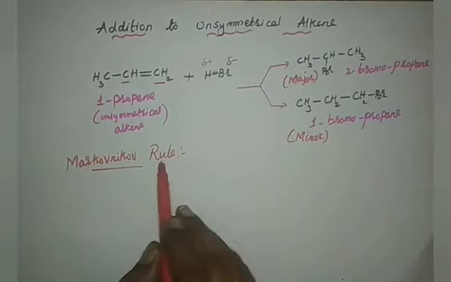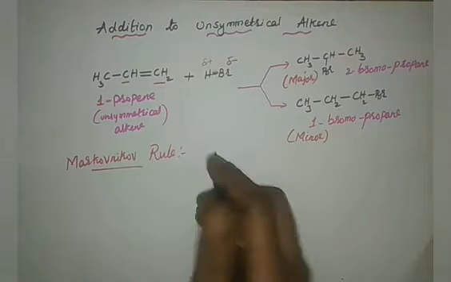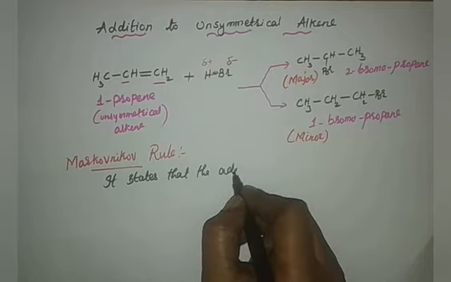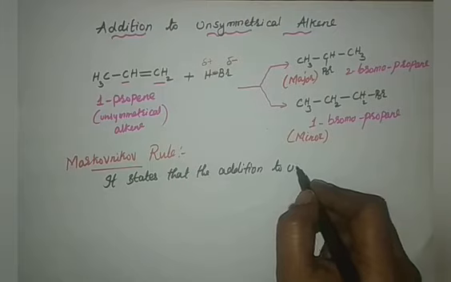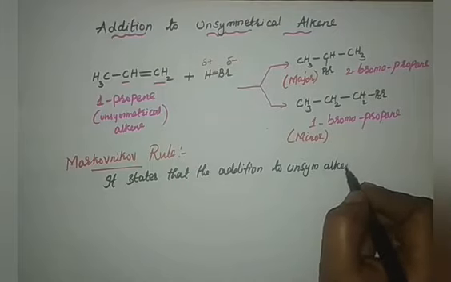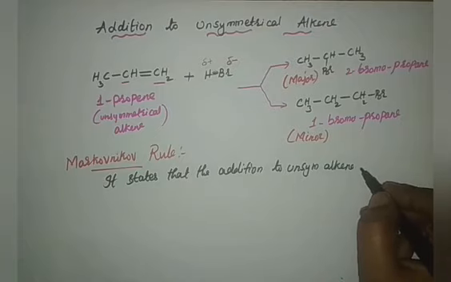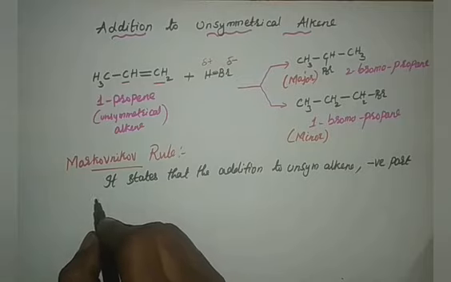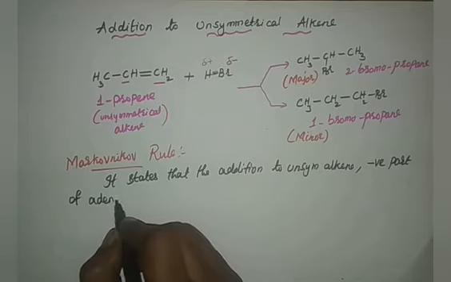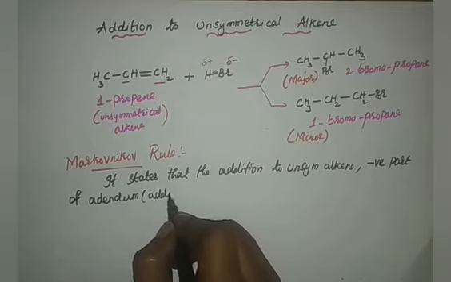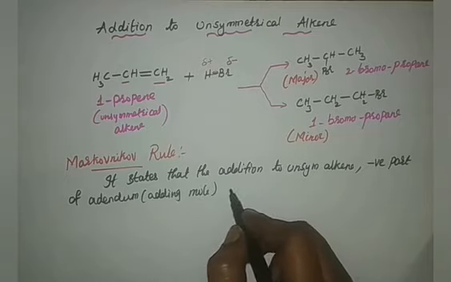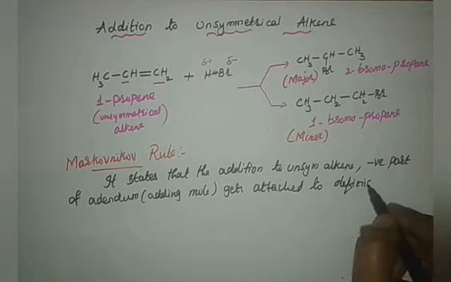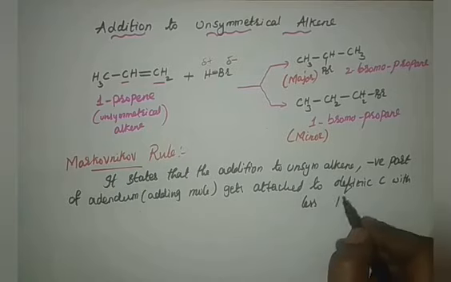For that, Markovnikov has given a rule. That rule states that the addition to an unsymmetrical alkene takes place in such a way that the negative part of the addendum, meaning the adding molecule, gets attached to the olefinic carbon having less hydrogens. Then we can decide.